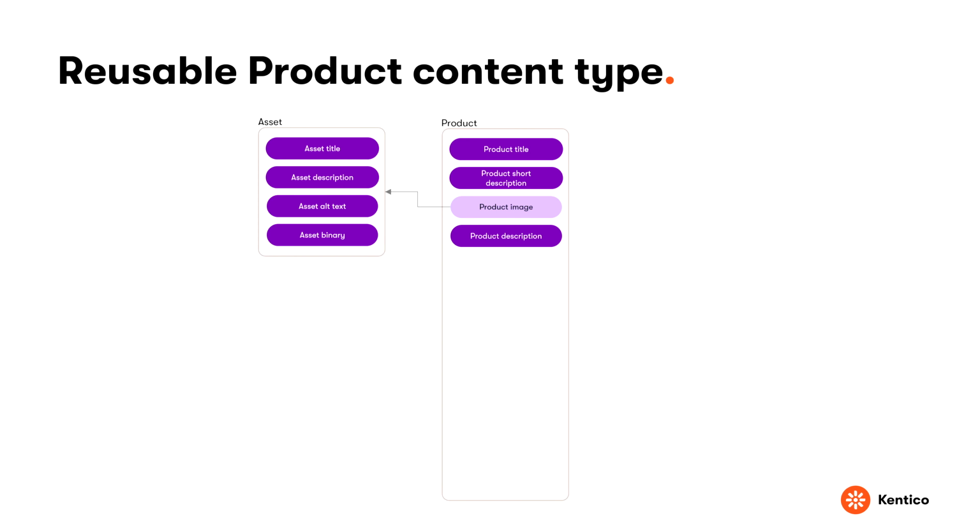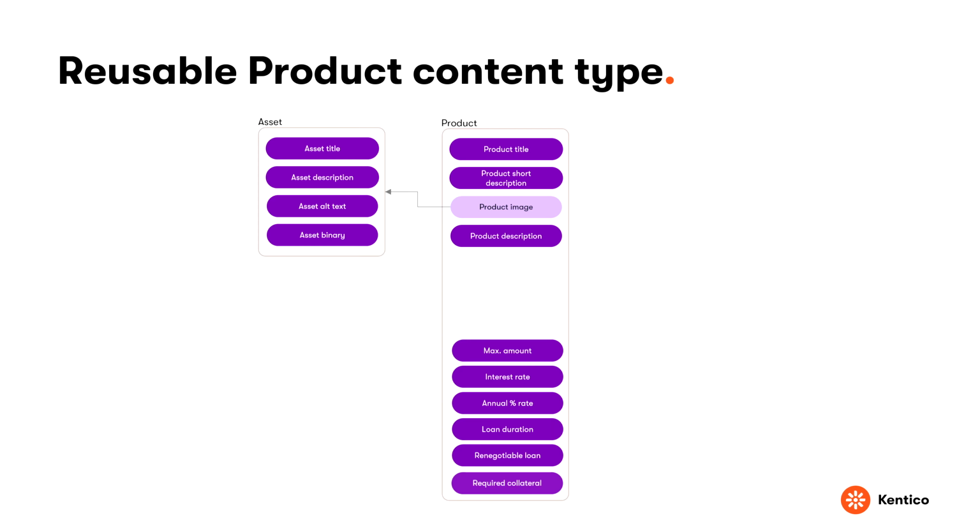Given the specificity of financial services, your product content type will need to include additional fields, such as annual interest rate, maximum borrowing amount, required collateral, interest rate, or loan duration. These fields are consistent across all financial services on the website and provide a good case for using reusable field schemas. What are they? Reusable field schemas allow you to avoid repetitive work.